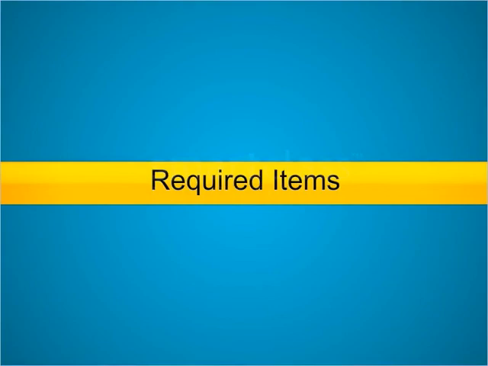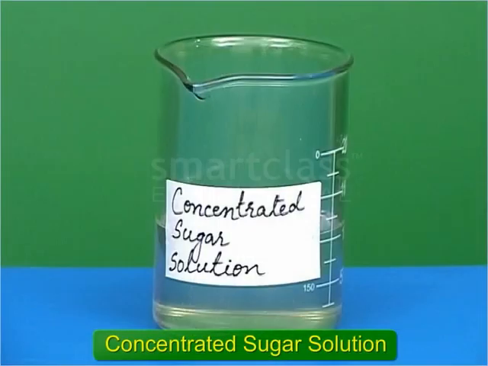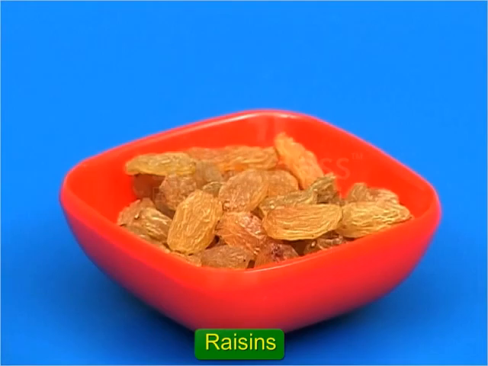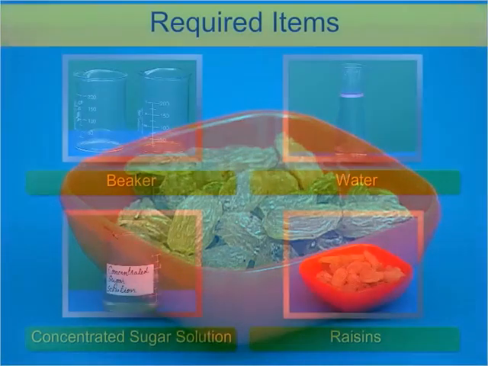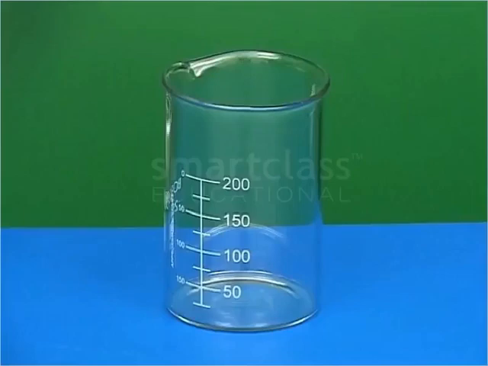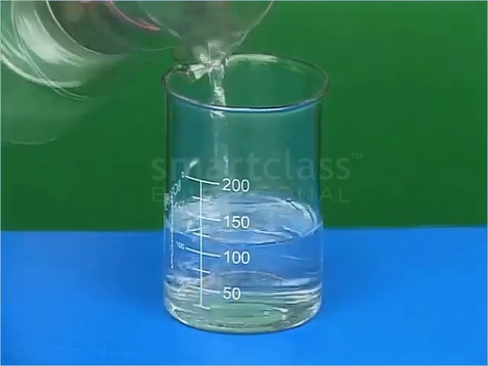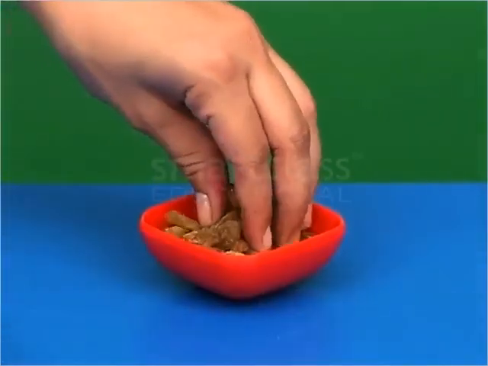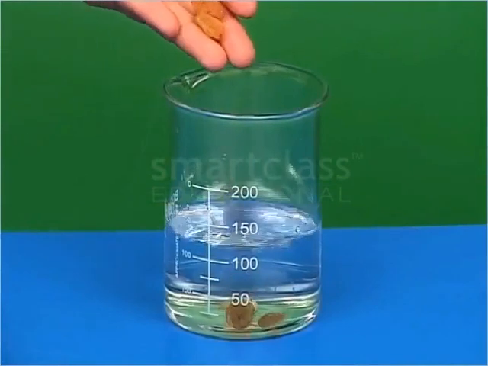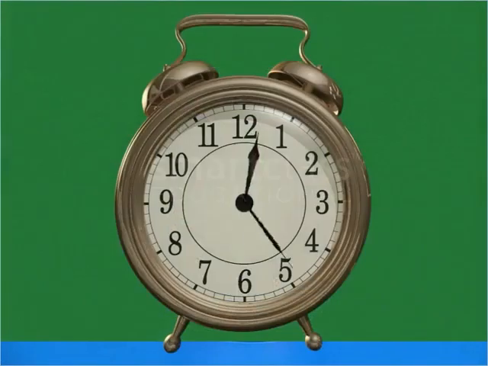The materials that are required for this activity are a beaker, water, concentrated sugar solution, and raisins. Let us begin the activity. Take a beaker, fill half of it with water, and put in 5 or 6 raisins. Leave them undisturbed for about 4 to 5 hours, and then observe any changes.